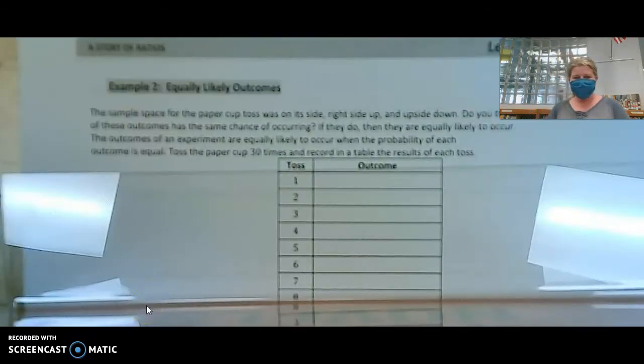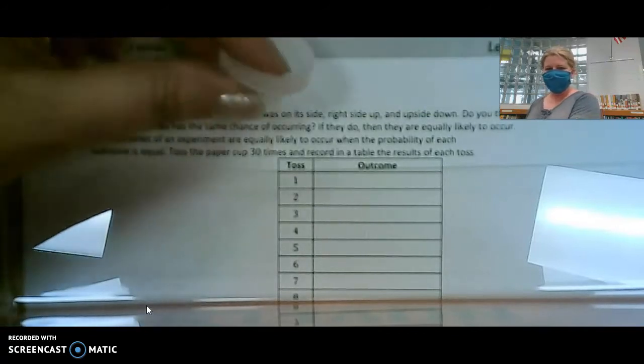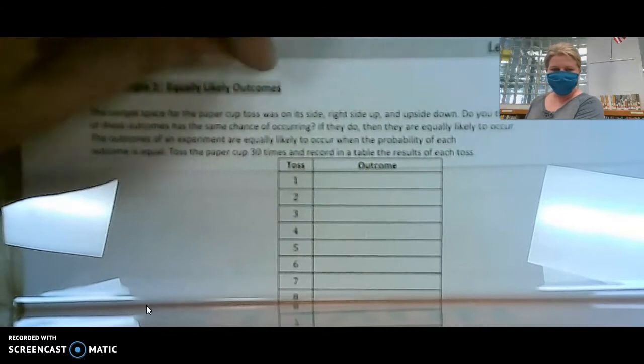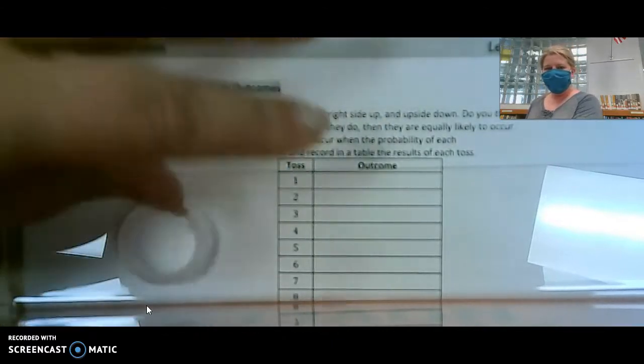Okay, so for example 2, this is where we're actually going to do the paper cup toss. And if you're at home, maybe you have some type of paper cup that you could actually toss and do the experiment. I'm going to use my little lid since I don't have a cup. And with that, I'm just going to toss it, and I'm going to record my outcomes.